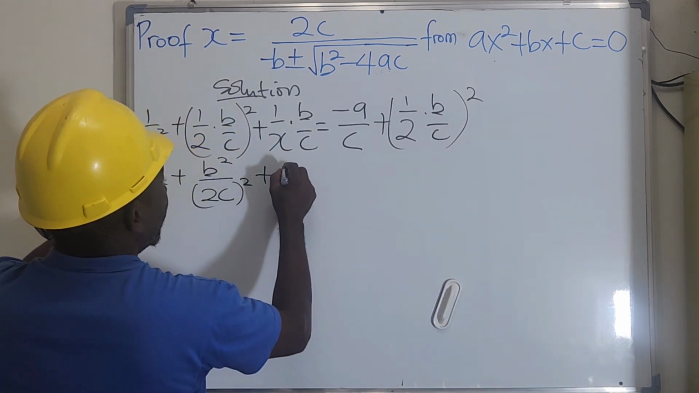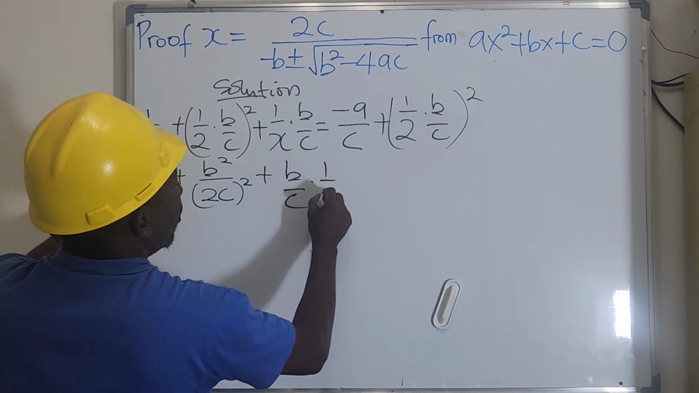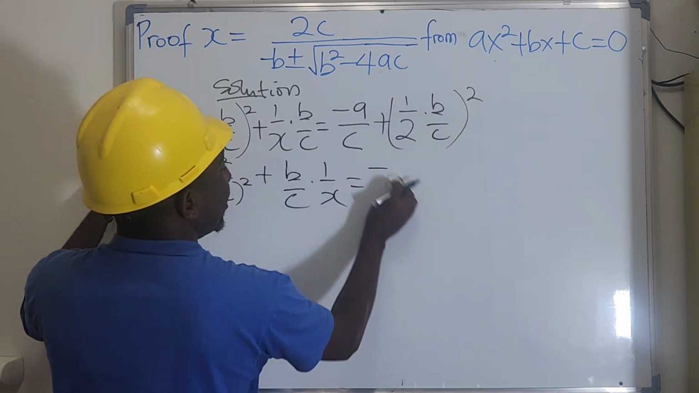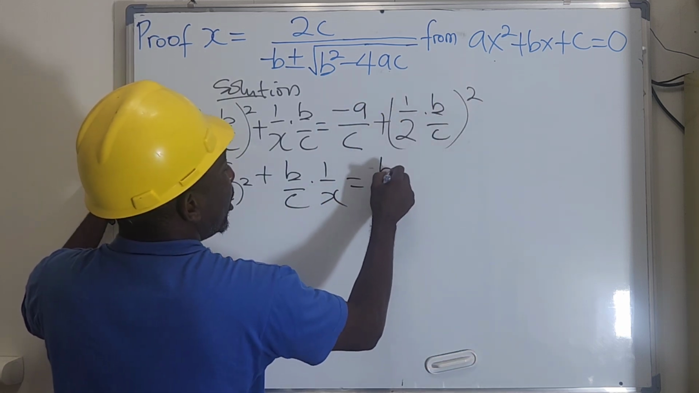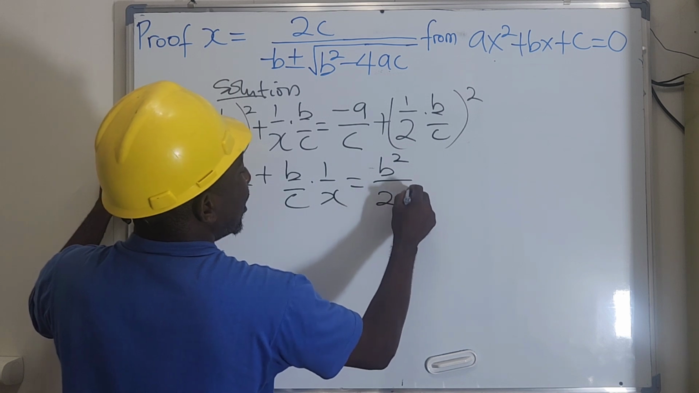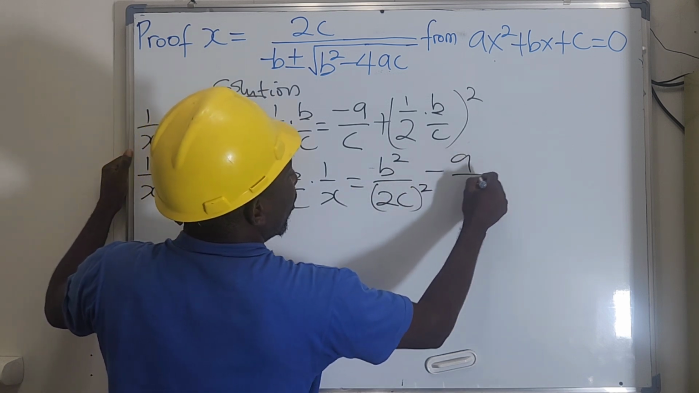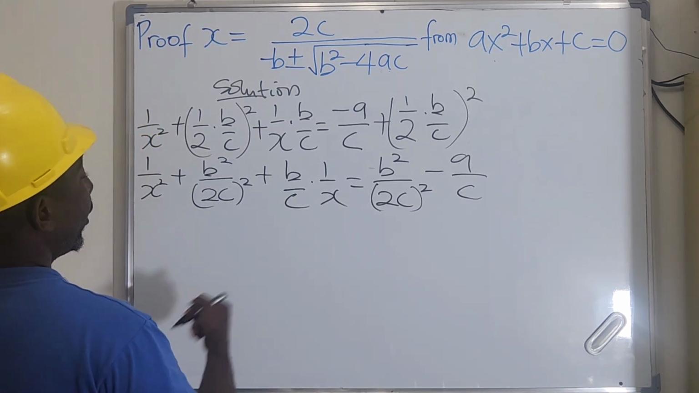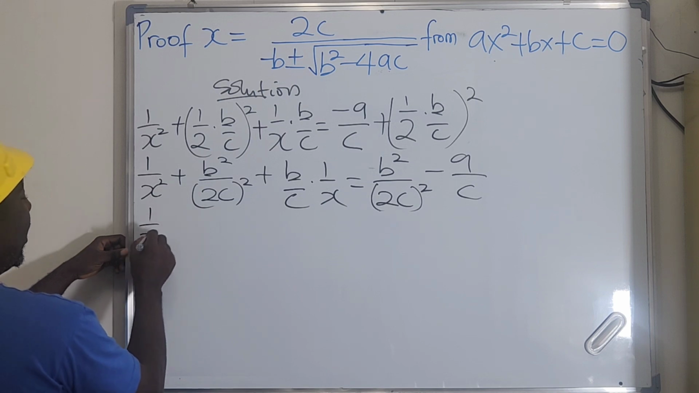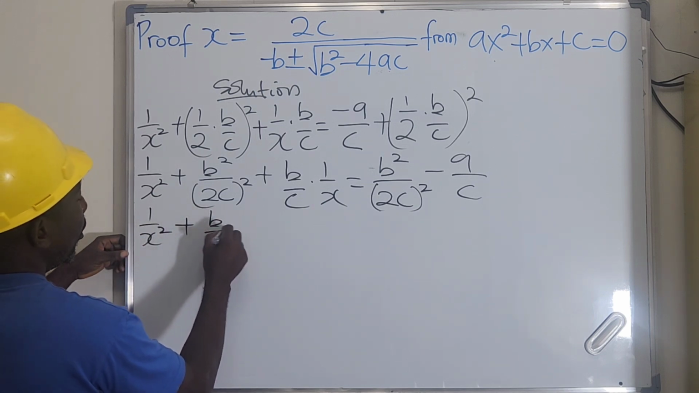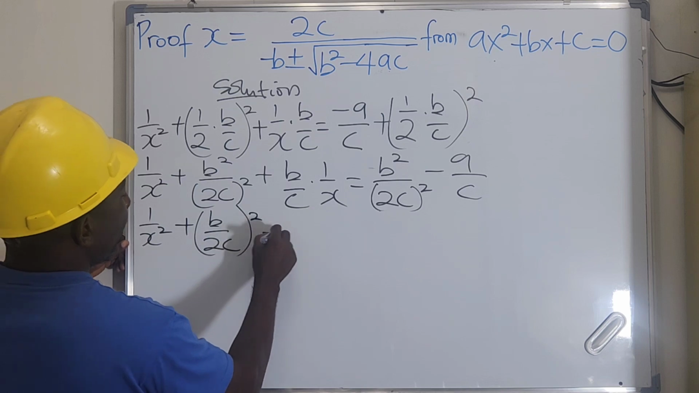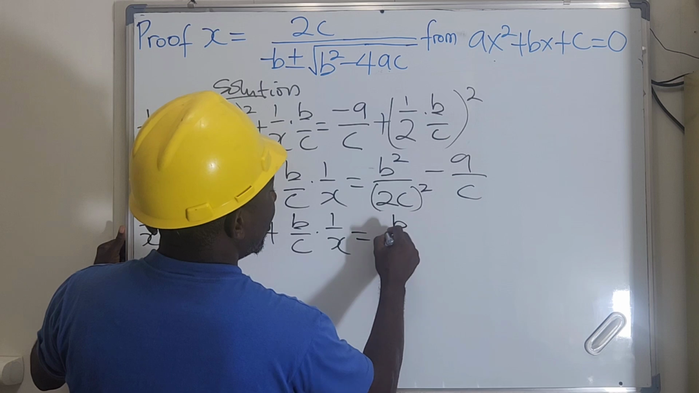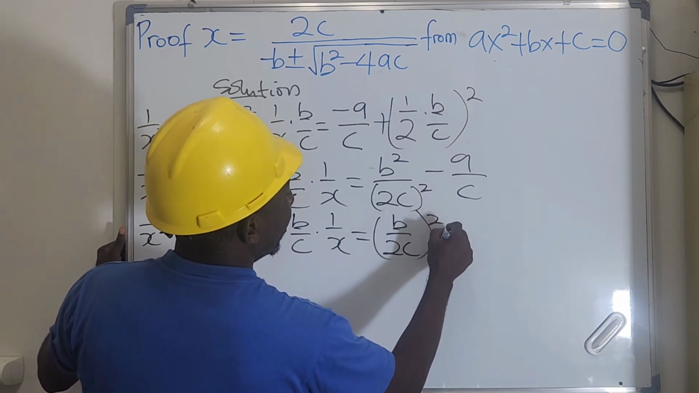This will become, we still have b all over c times 1 all over x equals to minus. We rearrange this. So we have, this will become b squared all over c all squared minus a all over c. So we have this. What we are going to do now is to further simplify this. So we have 1 all over x squared plus b all over c times 1 all over x equals to b all over 2c all squared minus a all over c.